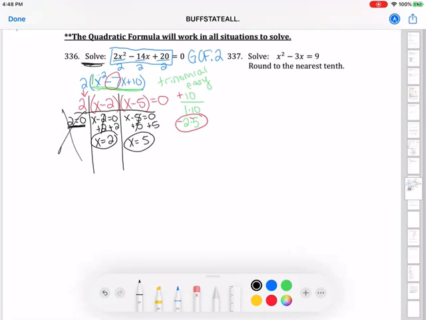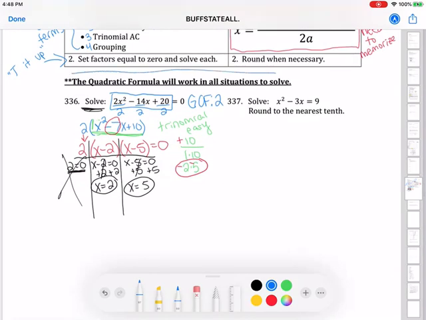Okay, something that I'd like to bring to your attention that I skipped over before is this right here. It's starred, it's bolded, it's underlined. It's really, really important, especially to my students who do not like factoring, okay? The quadratic formula will work in all situations to solve.